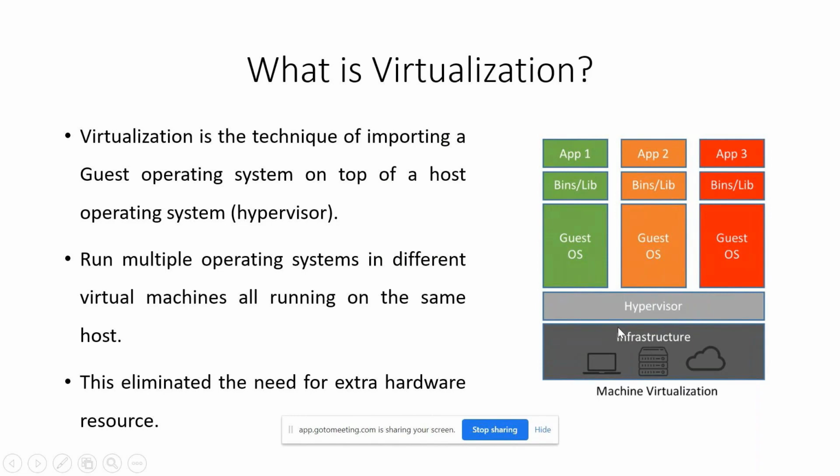Suppose my machine is a Windows, 16 GB machine, and I want to build a Linux machine on top of it. Using the inbuilt hypervisor, I can build a Linux machine on top of it, and I can have a different operating system sitting on top of my local operating system. So this is virtualization. Many of you might already know about this. It helps you eliminate the need for extra hardware.